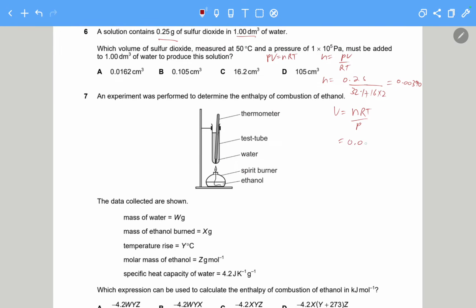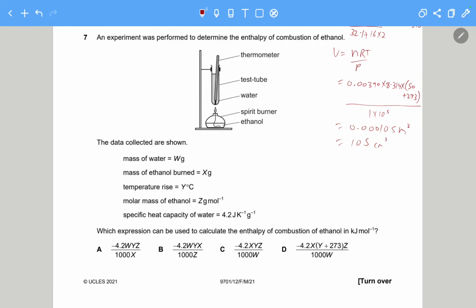So we just plug in the values and we get the answer. So 0.00390 into 8.314 into 50 plus 273. Remember, temperature in Kelvin, not in Celsius in this equation, over the pressure, which is 1 into 10 power 5, and this gives a volume of 0.000105 meter cube. Remember, if you put everything in SI units, you will also get the volume in SI units, which is in meter cube. And the options, if you see, are all in centimeter cube. So you multiply this by 10 to the power of 6, which will give you 105 centimeter cube. And that's option D here.